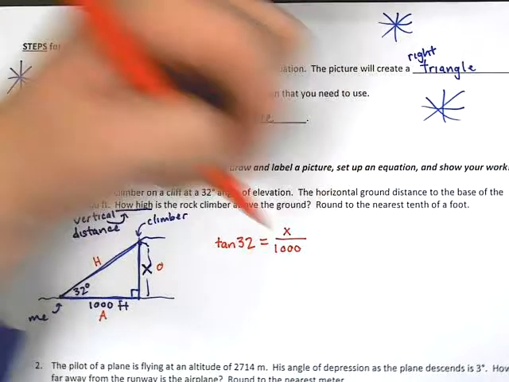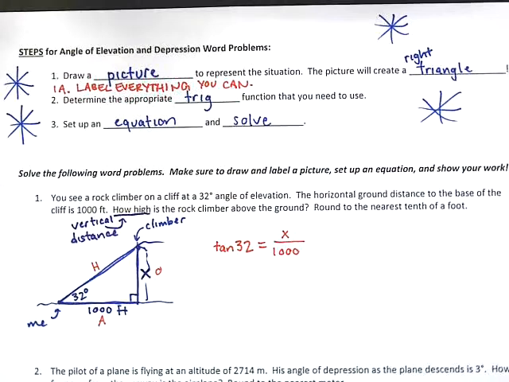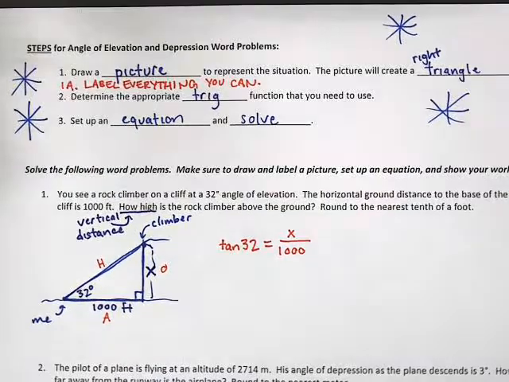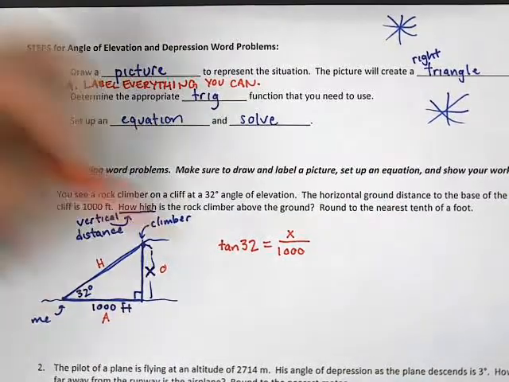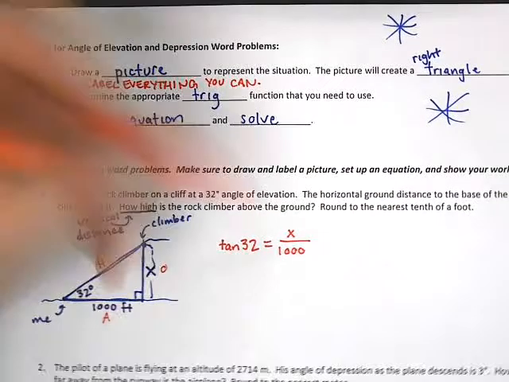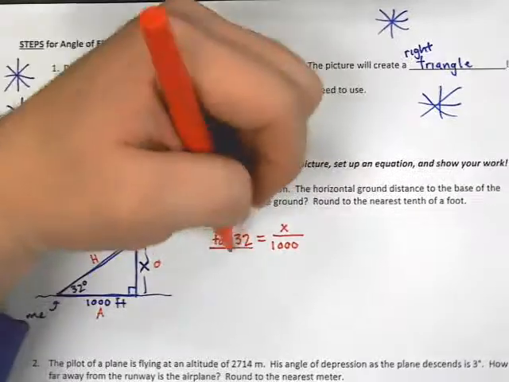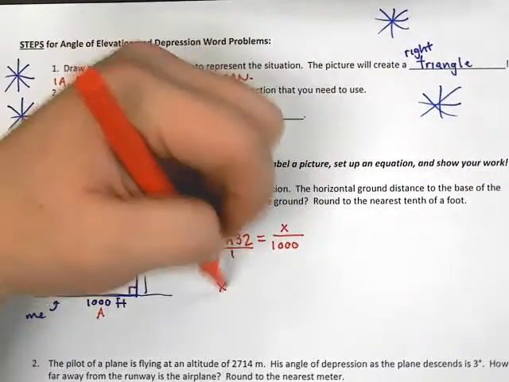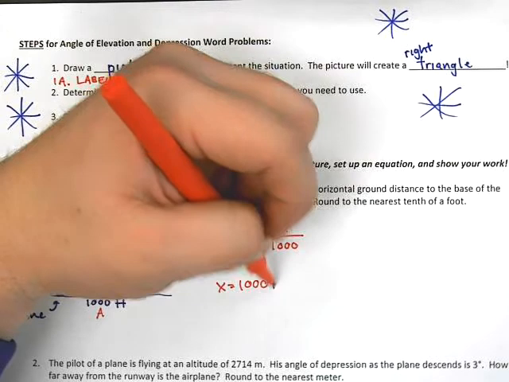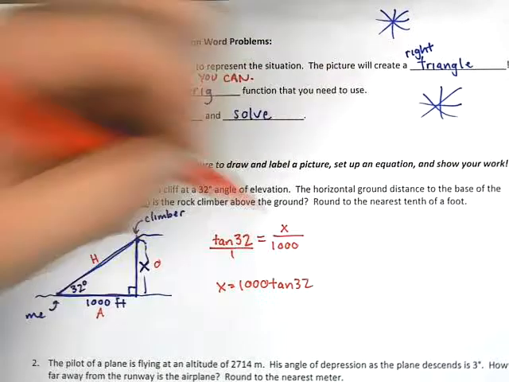Opposite over adjacent. And holy cow, this is exactly the same thing that we've been doing, okay? We just took a quiz on all this. I just gave you a picture, and made you do a little bit of work to get to our equation. Because now I do the same thing. I cross multiply, I get x is equal to 1,000 tangent of 32.